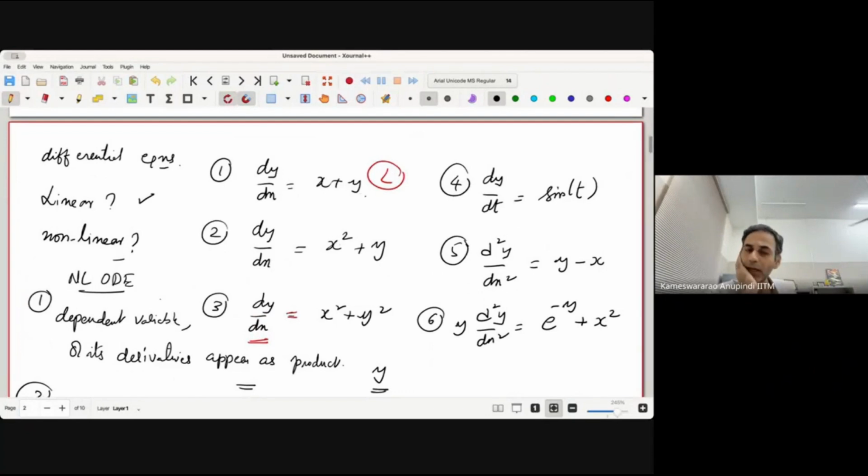Okay, so now with this as the basis, can one of you guess which are linear? The first one is linear, because the slope equals x plus y. There is no product of the dependent variable with itself or its derivative. So dy/dx is multiplied with 1, y is multiplied with 1. So this is linear. Okay. What about the second equation?